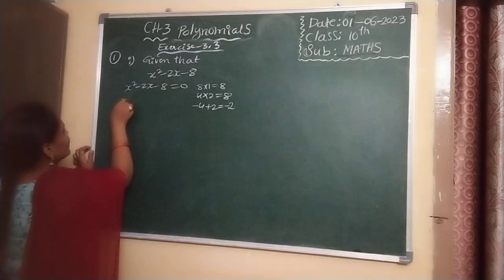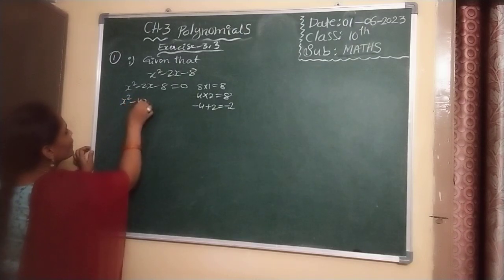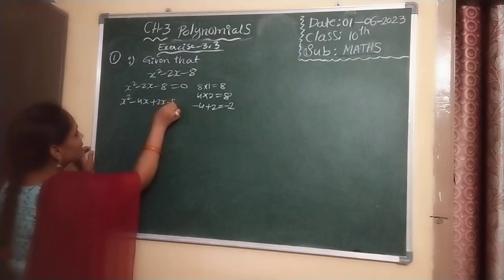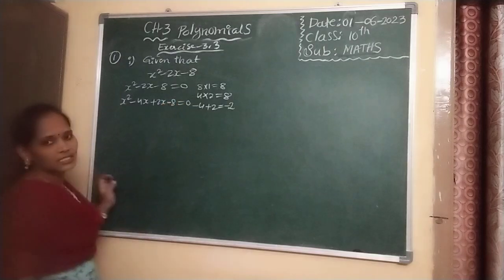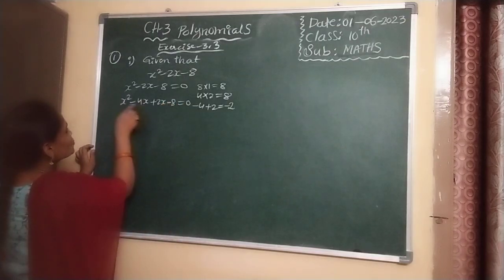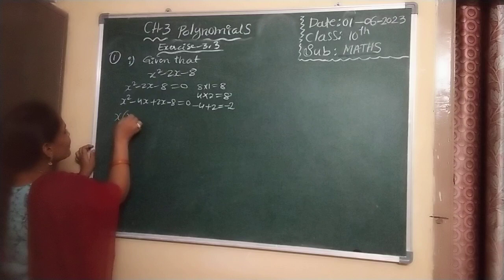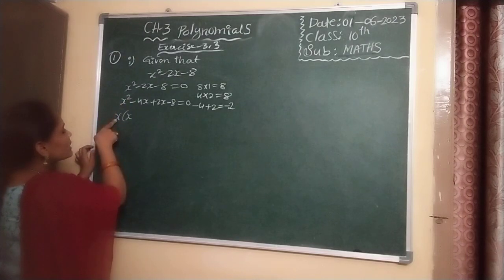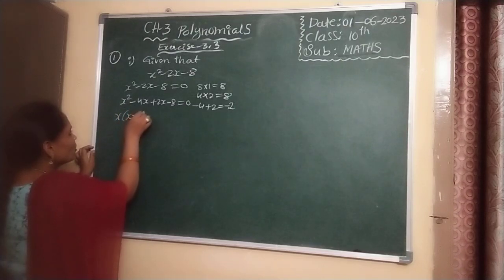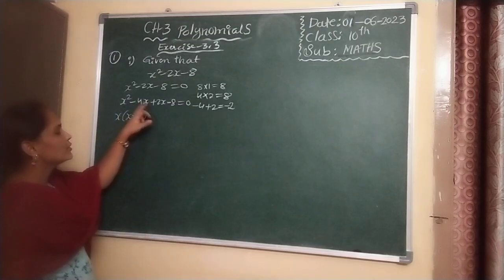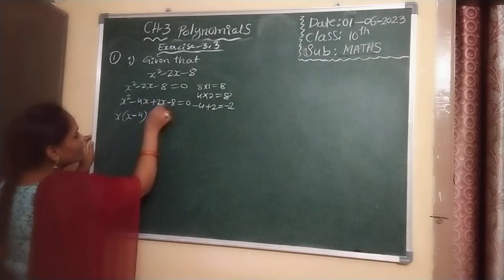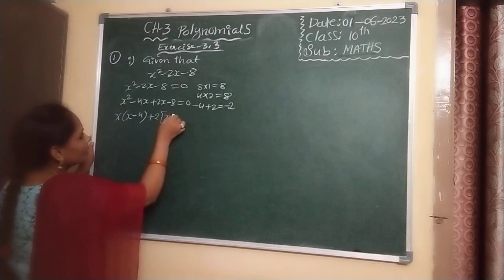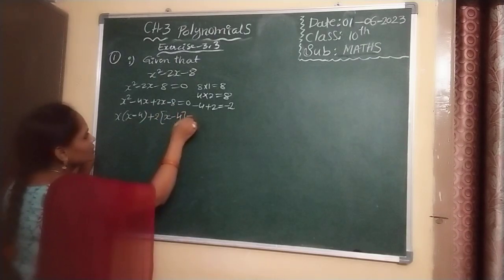Okay, x square minus 4x plus 2x minus 8 is equal to 0, right? Now, in these first two terms, take x common. Remaining here, x square is there. If you take x common, the remaining is x minus 4. Why? Because we took x as common, right? So plus, in these two terms, take 2 common. Remaining x minus 4, since 2 fours are 8.